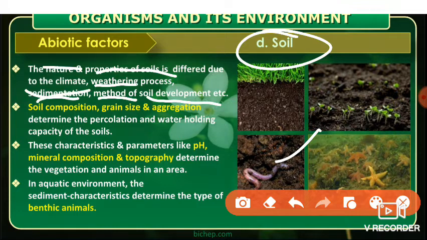And sedimentation is also very important, and the method of soil development, etc. The nature and properties of the soil depend on these. And soil composition, grain size and aggregation. Soil composition means what type of soil it is, what type of chemicals or nutrients it contains. Grain size means the size of the soil particles, and then aggregation. These all determine the percolation and water holding capacity of soil.